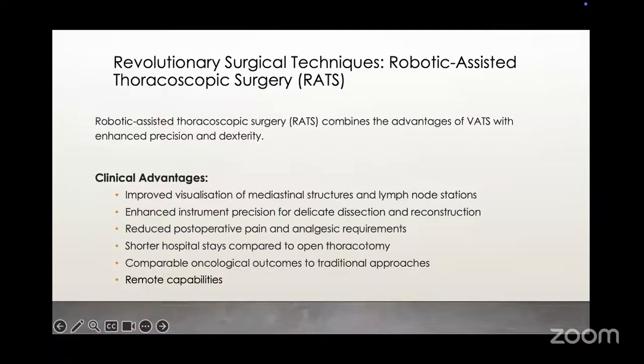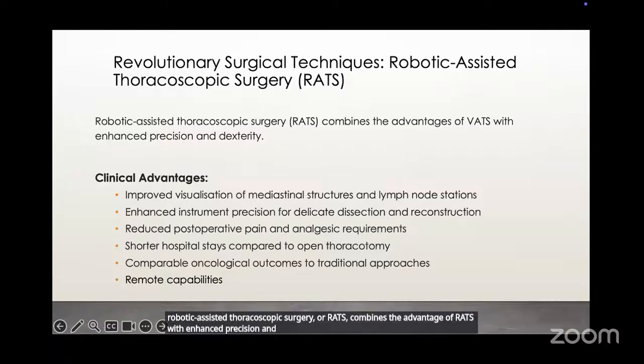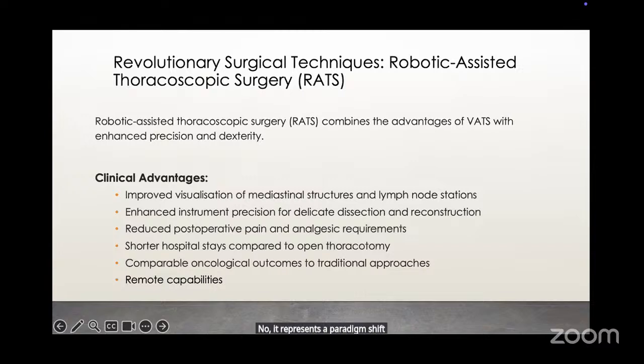Now, the development continued, and then we saw the advent of robotics. Robotic-assisted thoracoscopic surgery, or RATS, combines the advantages of VATS with enhanced precision and dexterity. Now, it represents a paradigm shift in minimally invasive thoracic surgery.